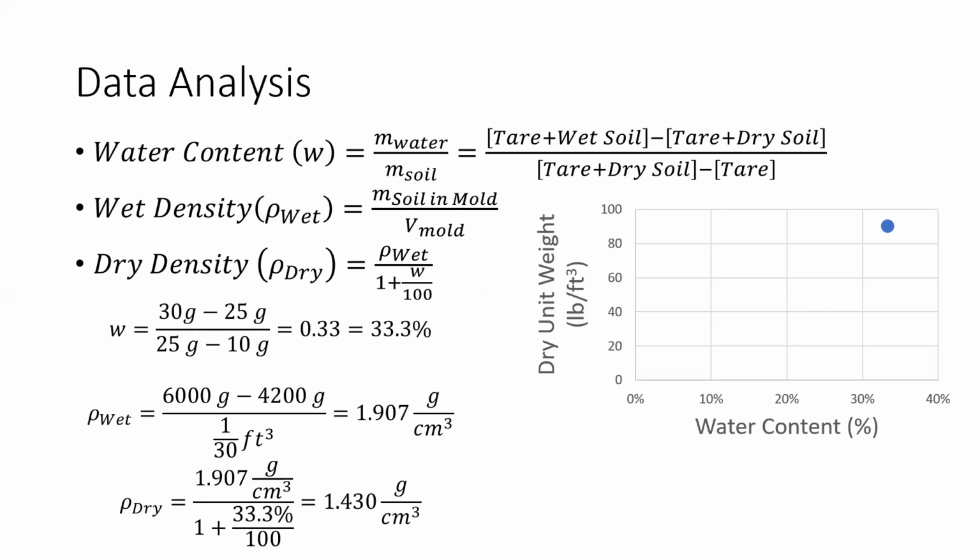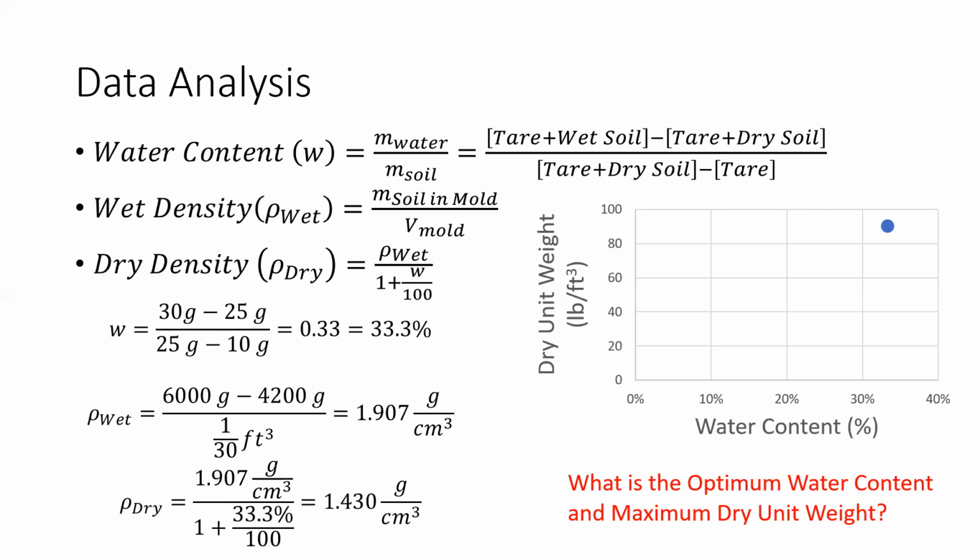For the end result, calculate the dry unit weight from the dry density and plot all the points on a graph. Determine the maximum dry unit weight and optimum water content for both curves.